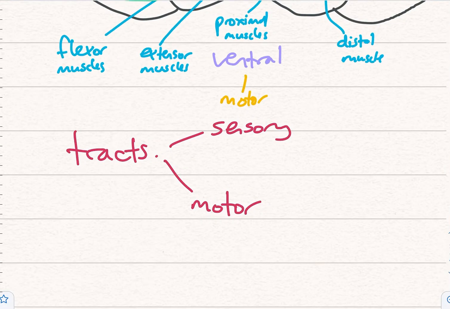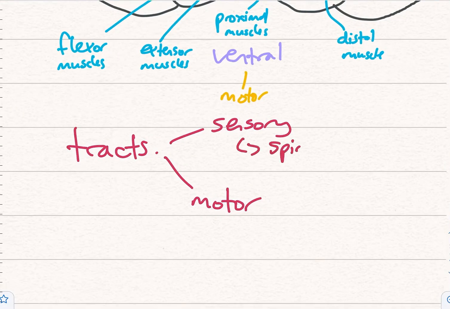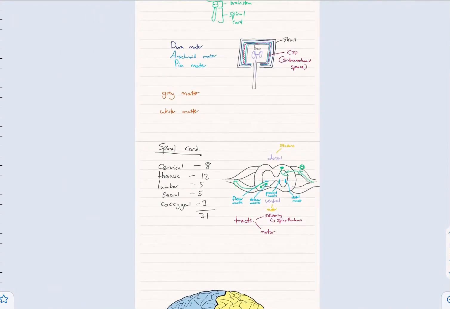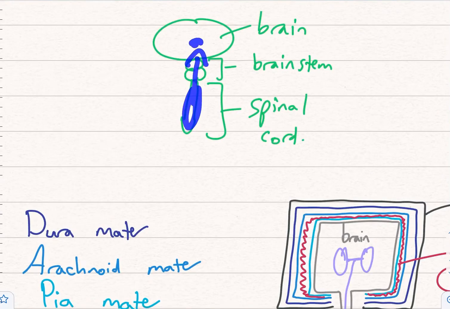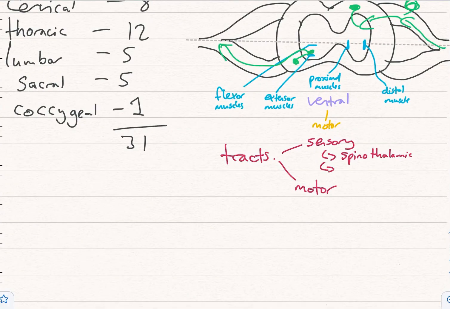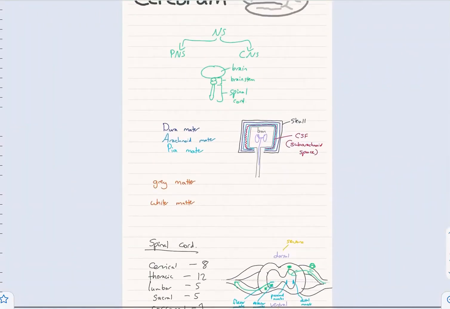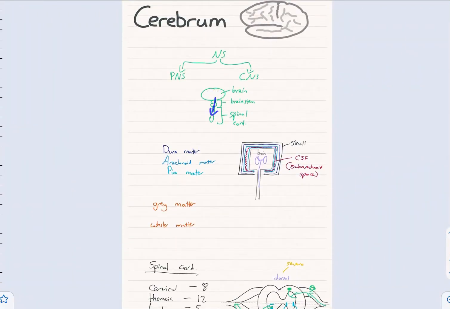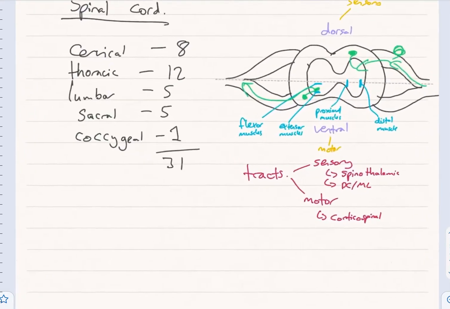So sensory, something like spinothalamic. Break down the word: spine and thalamic, like thalamus. So what this means is you're going from the spine here and then going up to a structure in the brain called the thalamus. So it's going to be an ascending tract. Another sensory one is the dorsal column medial lemniscus, DC/ML. And that's also sensory. A motor tract is corticospinal. Breaking it down again, cortical, cortex of the brain, and then spinal, descending down to the spine. So if you just break down the words, it makes sense what's going on.